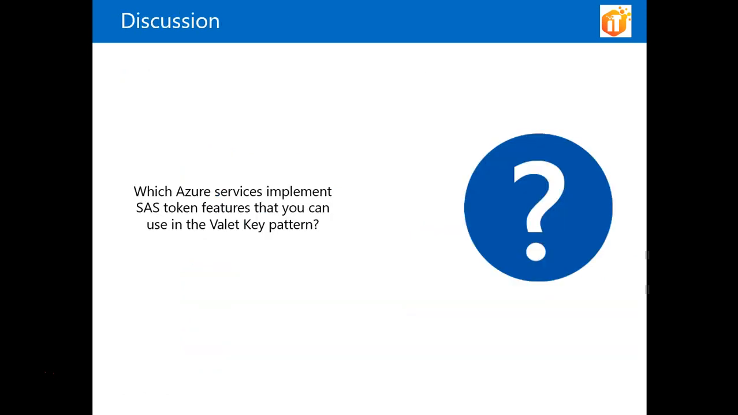A question that one should answer is which Azure service implements the SAS token feature that you can use in the Valet Key pattern we just discussed. Storage account can efficiently use this particular capability. Right now, we will move and visit some of the links that we just discussed and see the Azure Architecture Center. We'll see the Valet Key pattern page. We'll go to the GitHub side and see all of it.